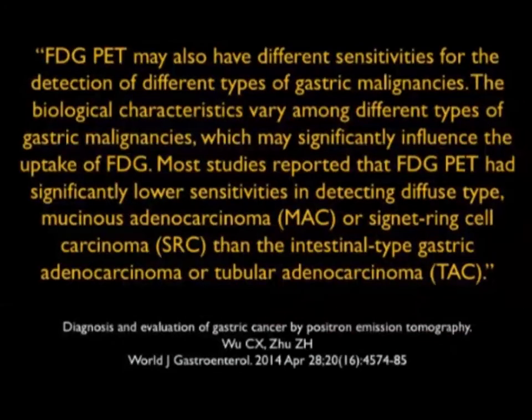And again, this article by Wu talking about the different sensitivities for different types of gastric malignancies. Most studies report that FDG PET had significantly lower sensitivities in detecting diffuse type carcinoma, mucinous adenocarcinoma, or signet ring carcinoma, rather than intestinal type gastric adenocarcinoma or tubular adenocarcinoma. So there's a lot we're learning, and time will tell.